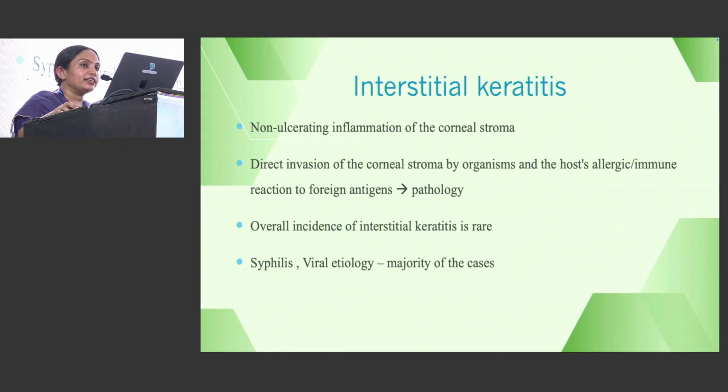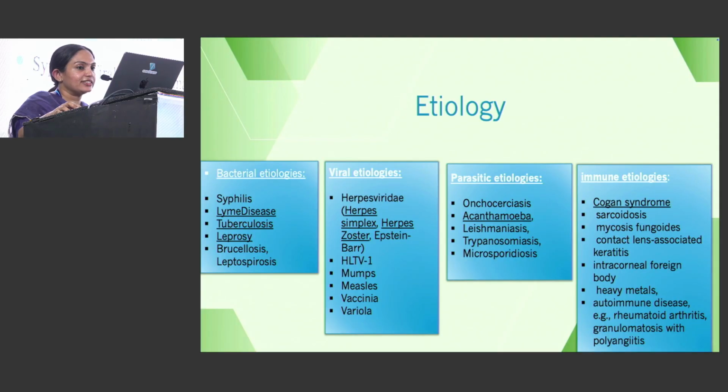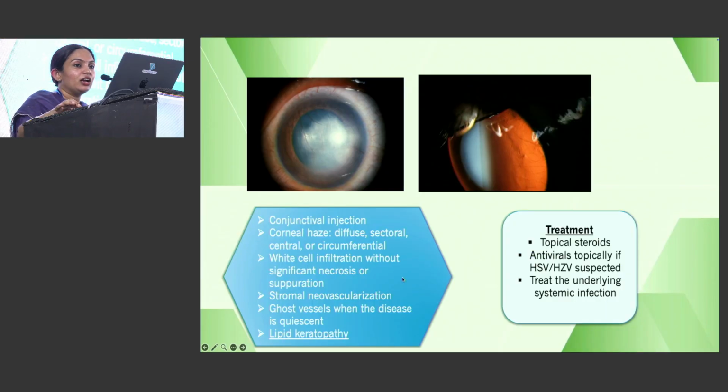Stromal keratitis can be either interstitial keratitis or viral stromal keratitis. Interstitial keratitis, the overall incidence is very rare nowadays. The commonest etiology still is syphilis and viral. Multiple organisms can have an immune reaction in the stroma. The same holds true for stromal keratitis also. There will be associated conjunctival injection and corneal haze, mainly stromal. Usually the epithelium is intact. There will be stromal neovascularization, and in certain cases, ghost vessels if it is an old infection.